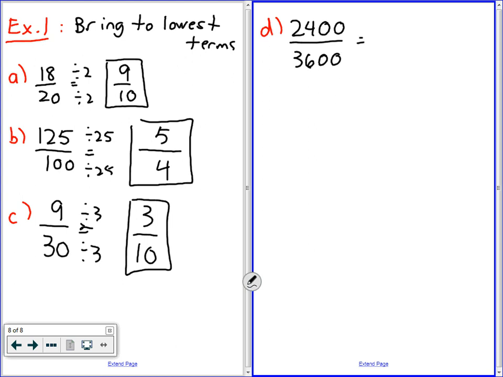Okay. I'm going to give you a second to try this one out because it may take a little bit of time. There is a shortcut that you can do with this one, but I'm going to do it the longest way possible. Okay?